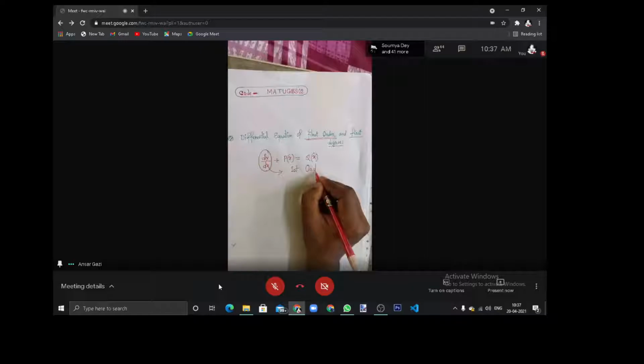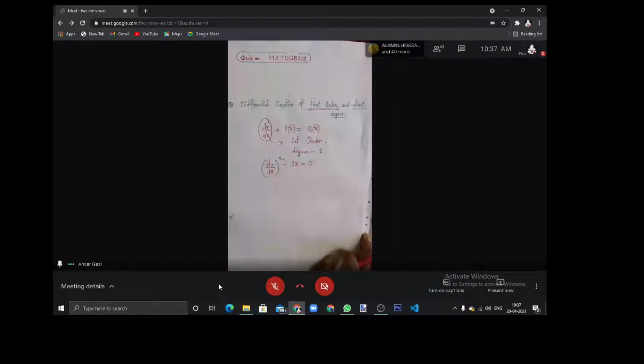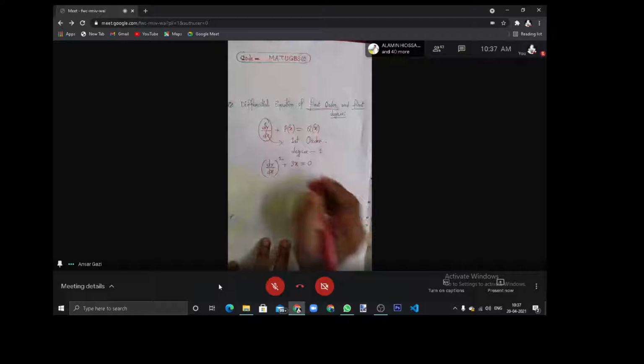If the equation becomes, suppose, (dy/dx) whole square plus 3x equal to 0, this is also another differential equation. What is the order of the differential equation? First order. And its degree? The degree is 2.